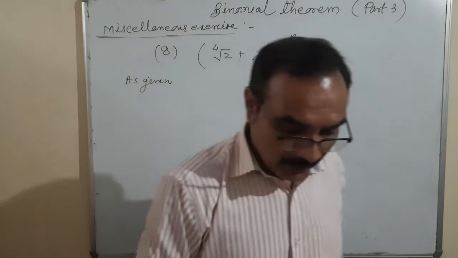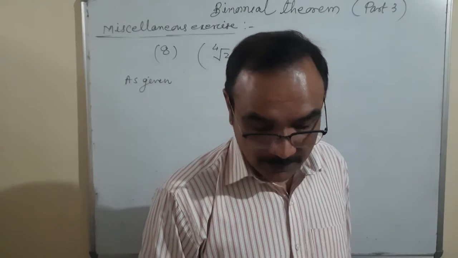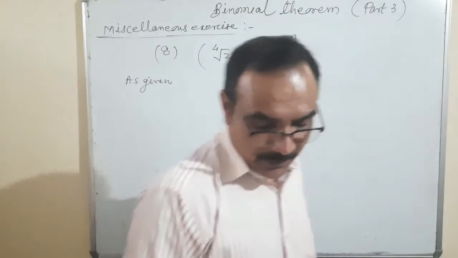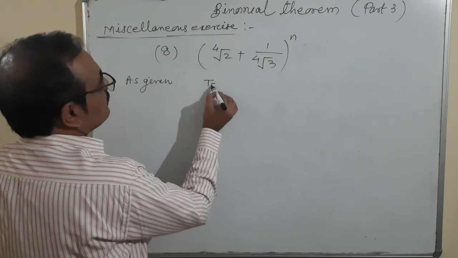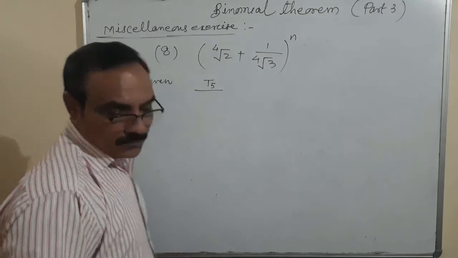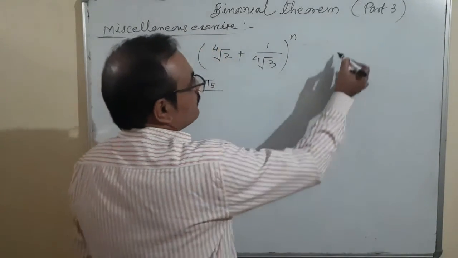Question: find the ratio of the fifth term from the beginning to the fifth term from the end. Fifth term from the beginning means it is T5. How to find the fifth term from the end?